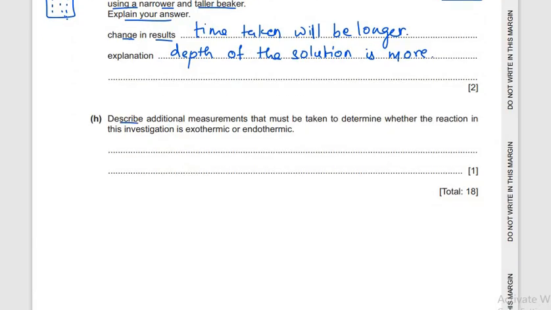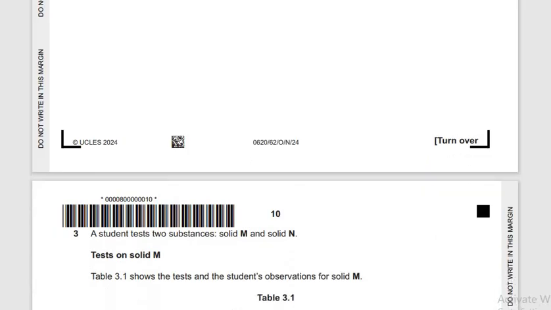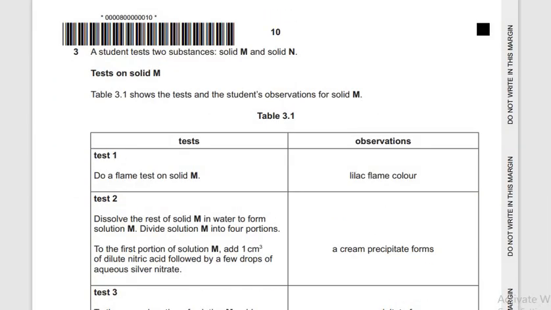Okay, describe additional measurements that must be taken to determine whether the reaction in this investigation is exothermic or endothermic. Now if we want to find out whether the reaction is exothermic or endothermic, obviously the additional measurement should be the temperature with the help of thermometer. So again here our question 2 also ends, and let's see what is question 3 lying here for us.